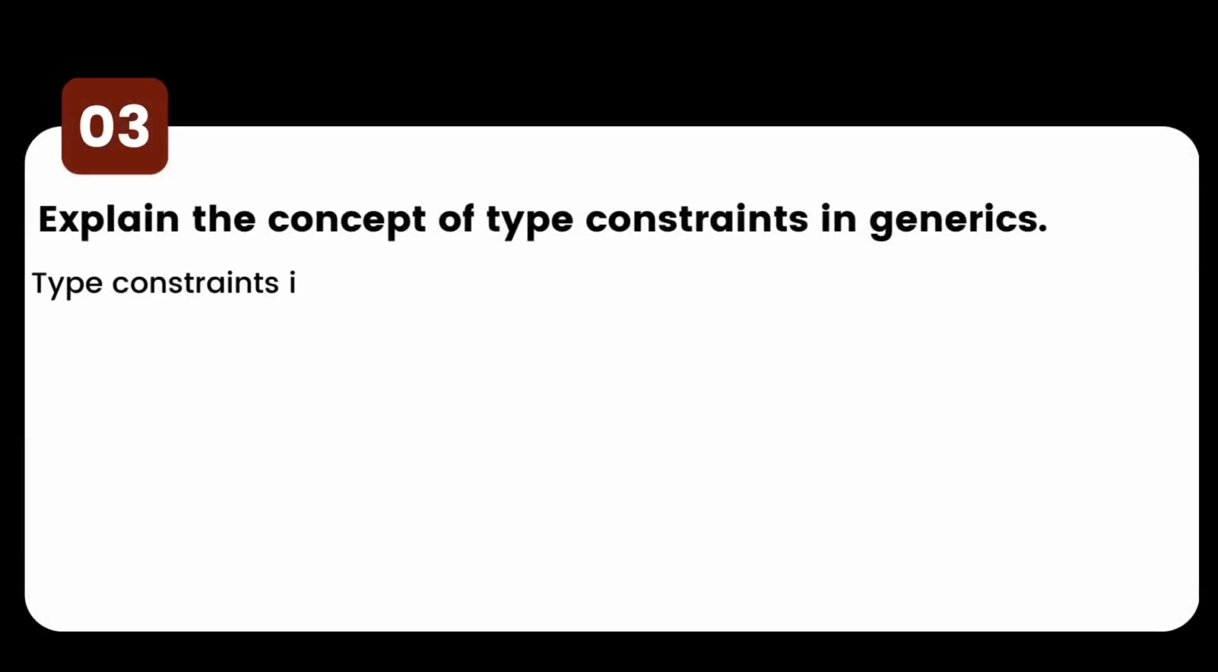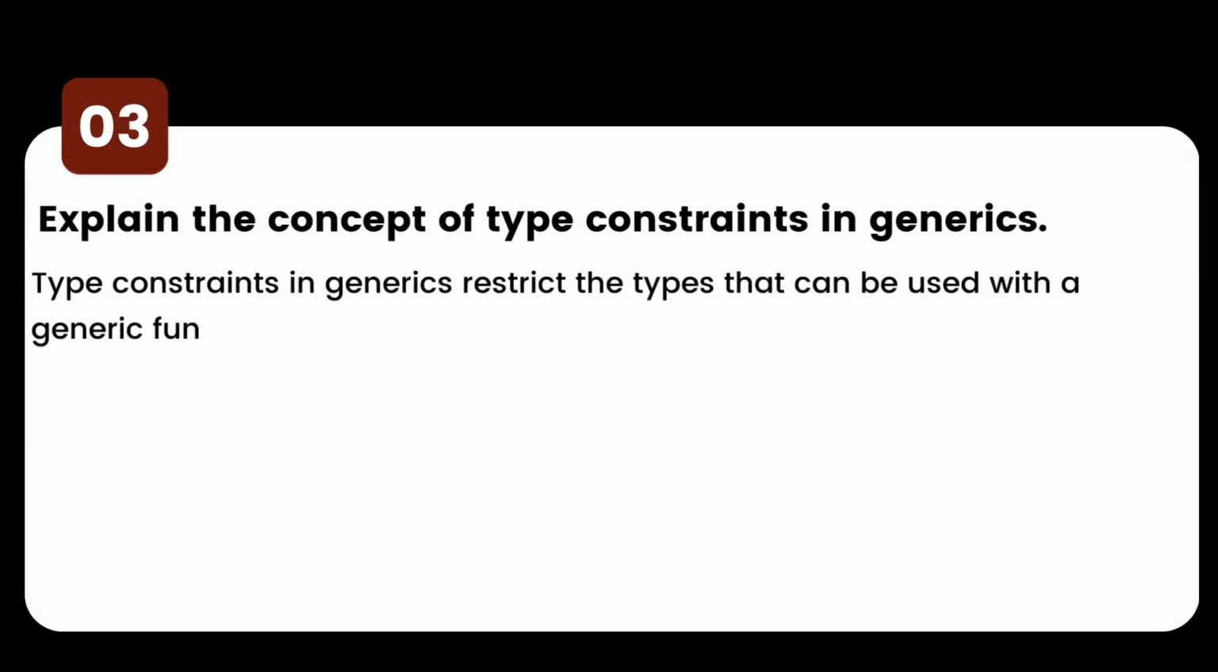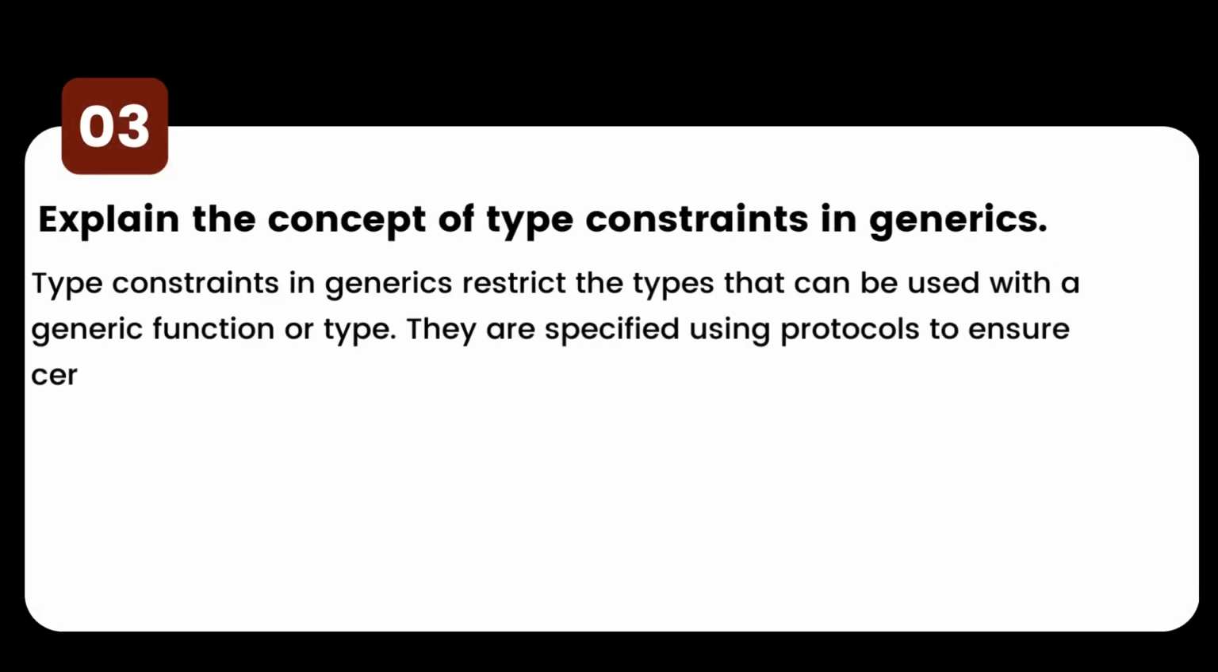Explain the concept of type constraints in generics. Type constraints in generics restrict the type that can be used with a generic function or type. They are specified using protocols to ensure certain behaviors and capabilities on the generic type.